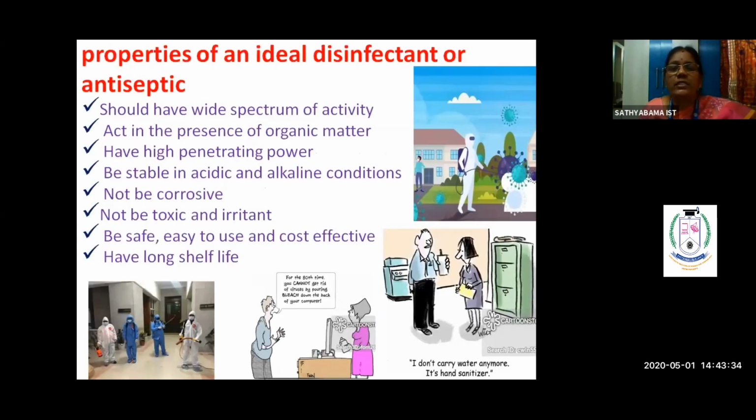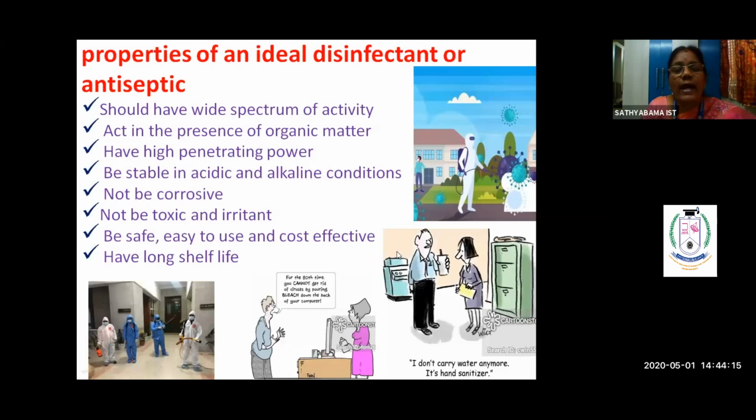So what are the properties for a substance to become an ideal disinfectant? It should have a wide spectrum of activity. That means it should act against bacteria, virus, fungus, and also spore-bearing bacteria. It should also act in the presence of organic matter, that is in the presence of urine, sputum, or any other clinical specimen. It should have a high penetrating power. Suppose you wrap all the instruments and allow them to disinfect, it should go deep inside and thoroughly disinfect the item.